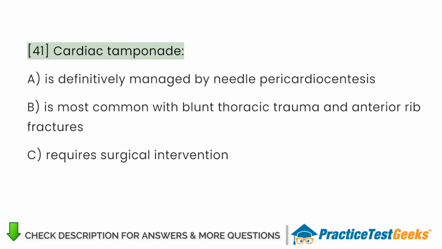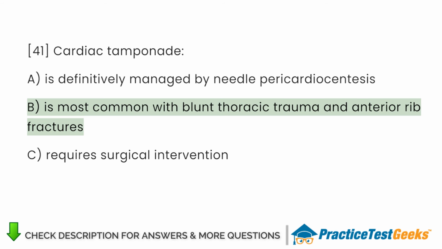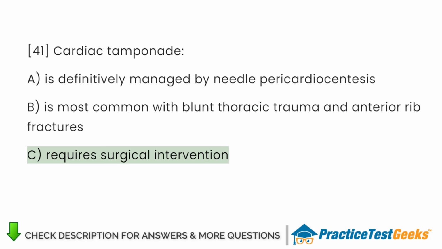Cardiac tamponade: A. Is definitively managed by needle pericardiocentesis. B. Is most common with blunt thoracic trauma and anterior rib fractures. C. Requires surgical intervention.